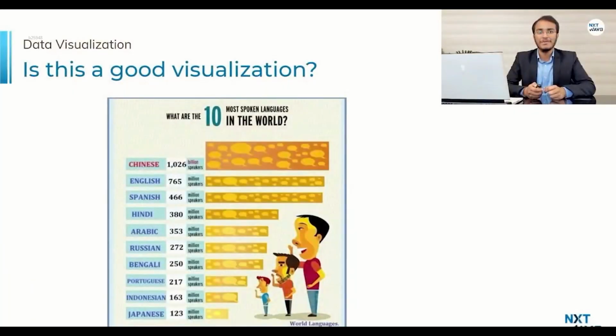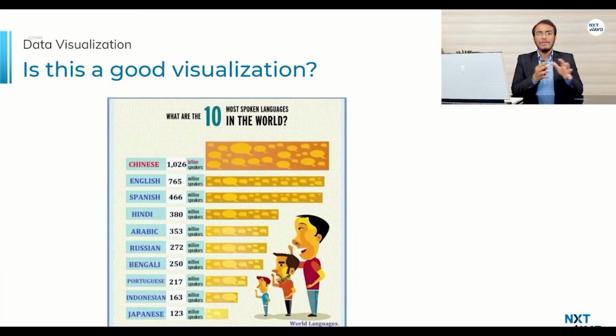So we shouldn't just create visualizations for the sake of making something fancy, rather they should accurately represent the underlying data too. That's a very important thing that is missing in this visualization. So this is another example of a bad visualization.